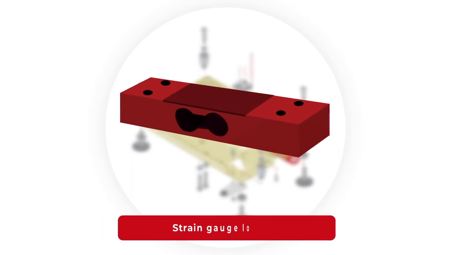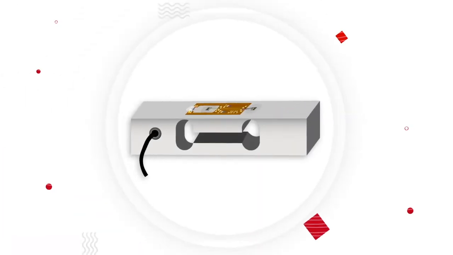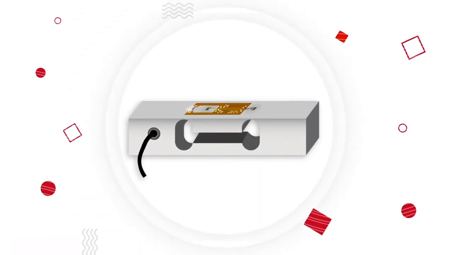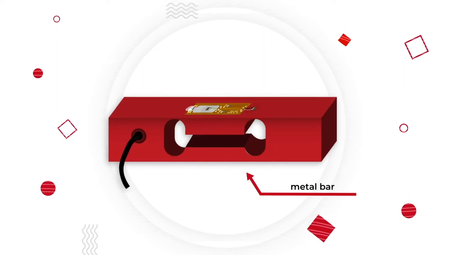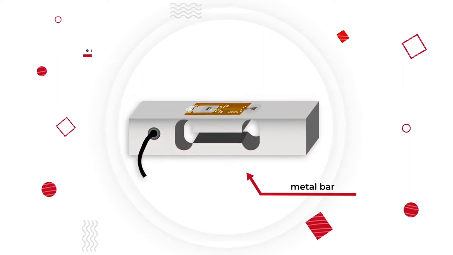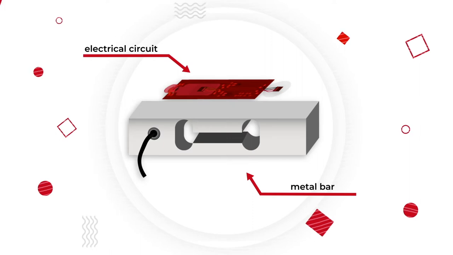This is a strain gauge load cell. It transforms the force information into electrical information. A load cell is made up of two parts. Here, a metal bar which deforms under the application of a force. And there, an electrical circuit in which we find the strain gauges.